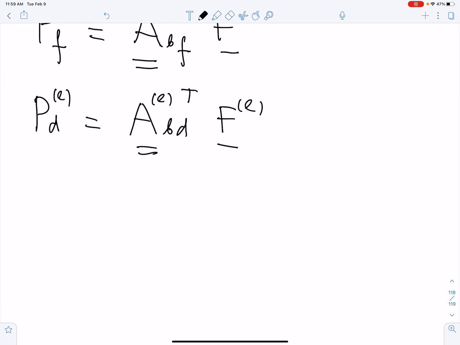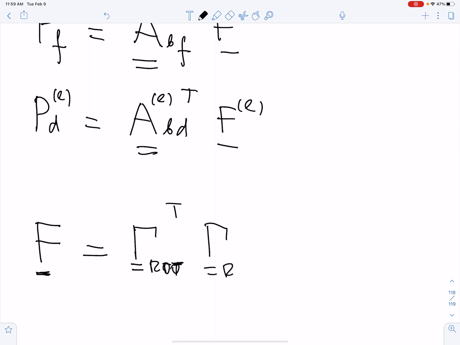Now, for every one of the elements, if we look at the element force F, let me recall from the previous lecture. I can get it by taking gamma ROT transpose, gamma RBM transpose, times the basic force.